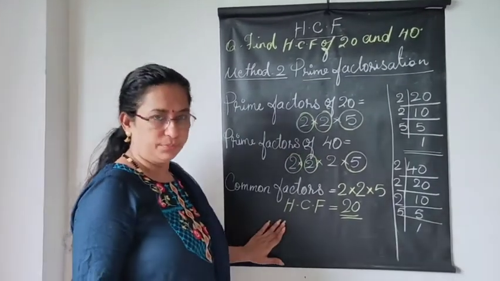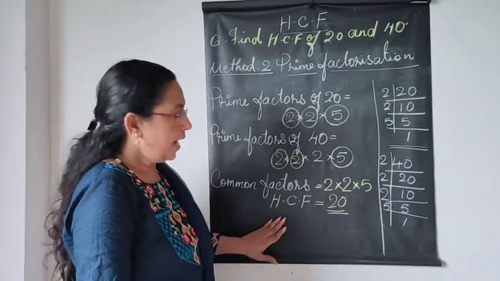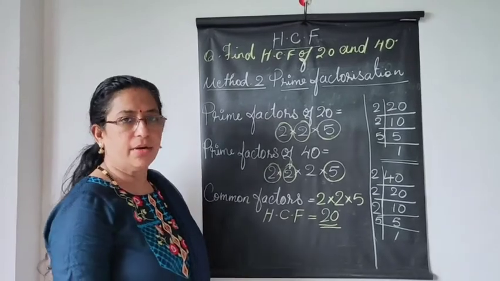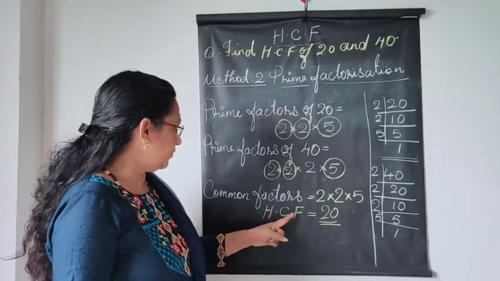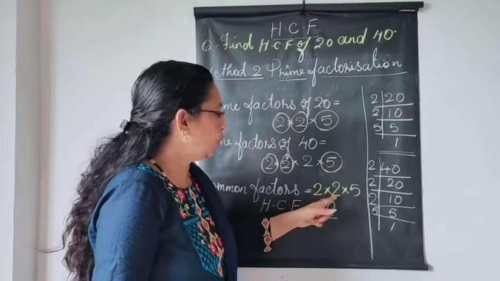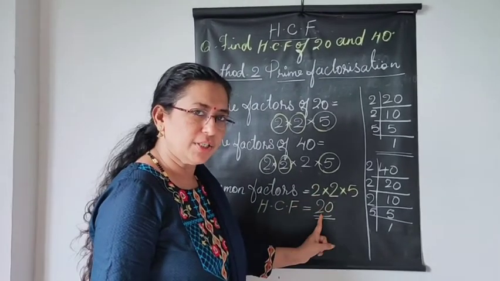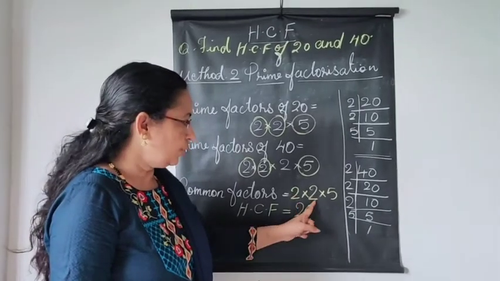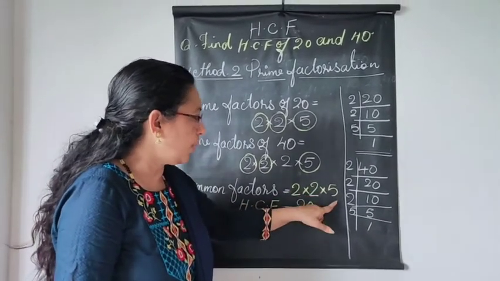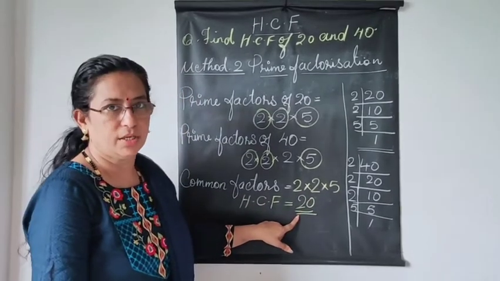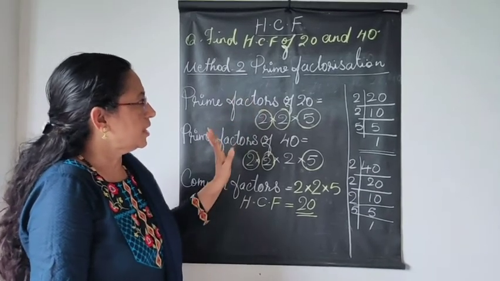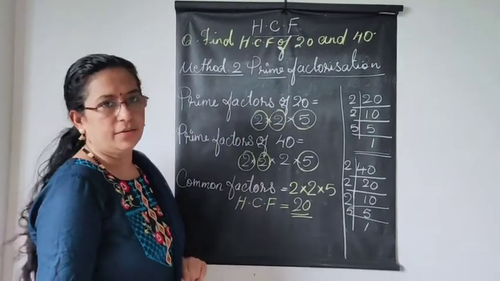Now HCF. How can we find out HCF? HCF is the product of common factors. What is HCF? HCF means the product of the common factors. 2 times 2 is 4, 4 times 5 is 20. We have to multiply these common factors, find out the product, then write it down as the HCF. So HCF is 20. This is how to find HCF by the prime factorization method. Okay, clear?